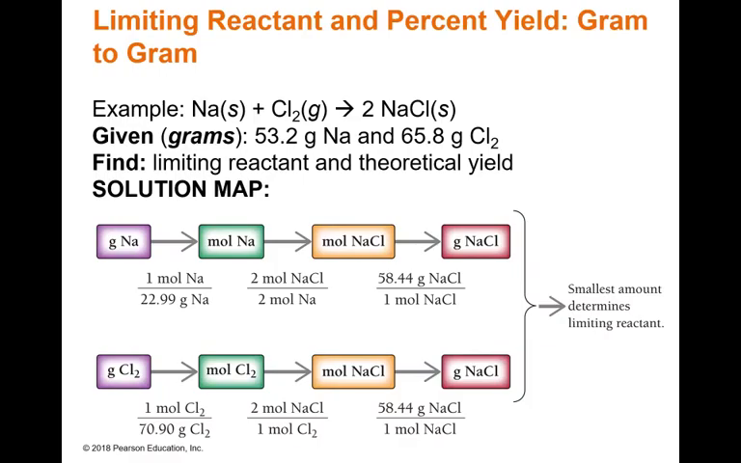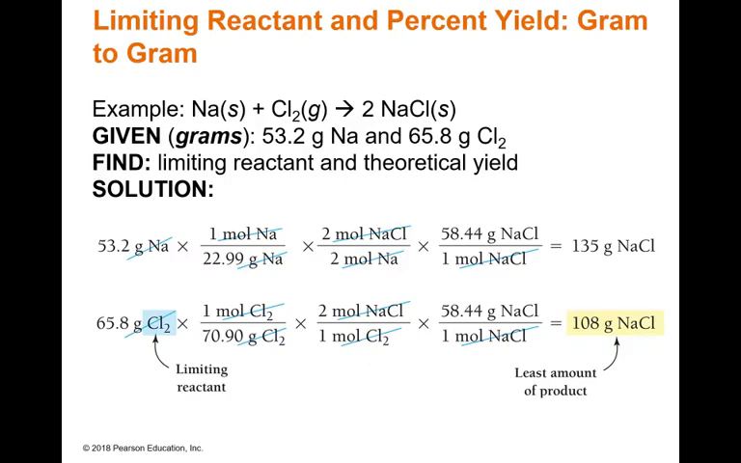Let's try a mass-based example using sodium and chlorine. 2 Na plus 1 Cl2 produce 2 NaCl. Suppose we're given 53.2 grams of sodium and 65.8 grams of chlorine gas. We need to determine the limiting reactant and the theoretical yield of sodium chloride, NaCl. We'll convert each mass to moles, then use the mole ratio to see which reactant produces less product.